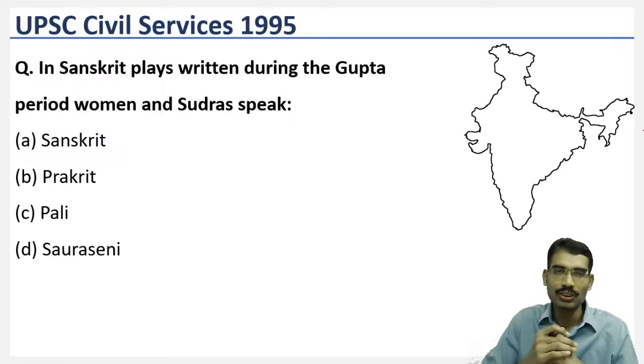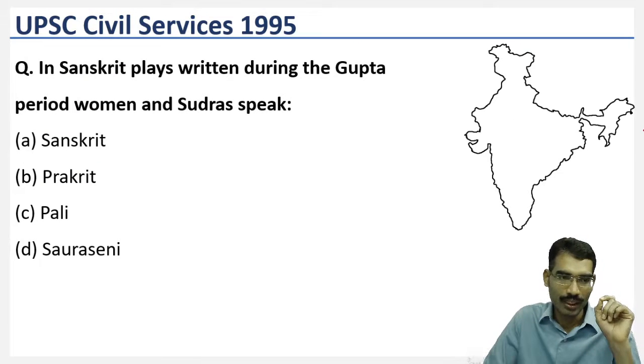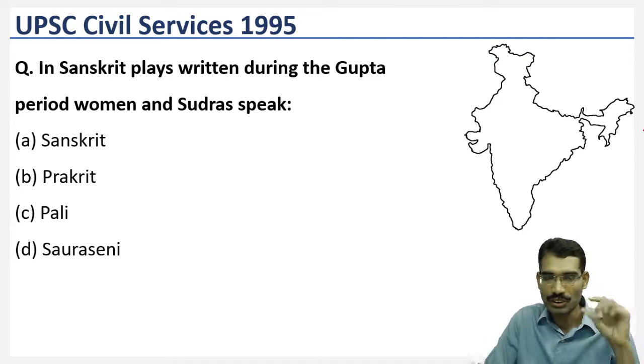In this video, we will learn about this question. In Sanskrit plays written during the Gupta period, women and Shudras speak: A. Sanskrit, B. Prakrit, C. Pali, D. Sauraseni. In 1995, this question was asked.